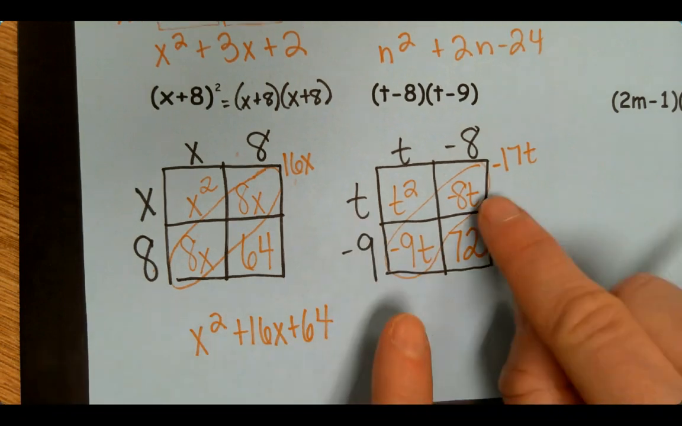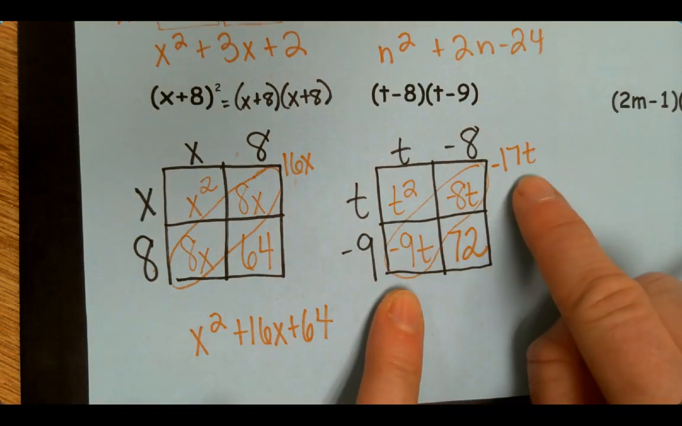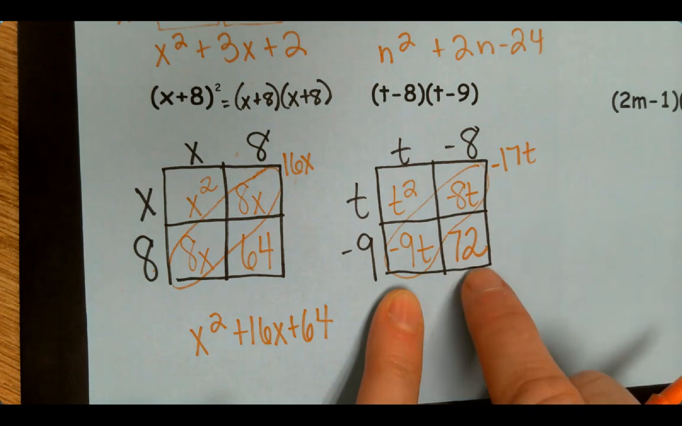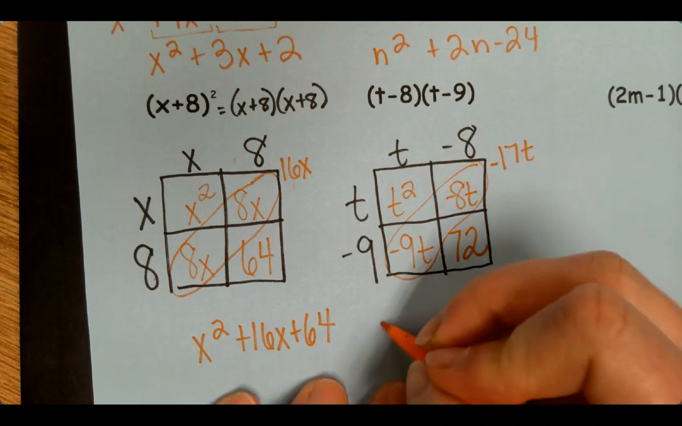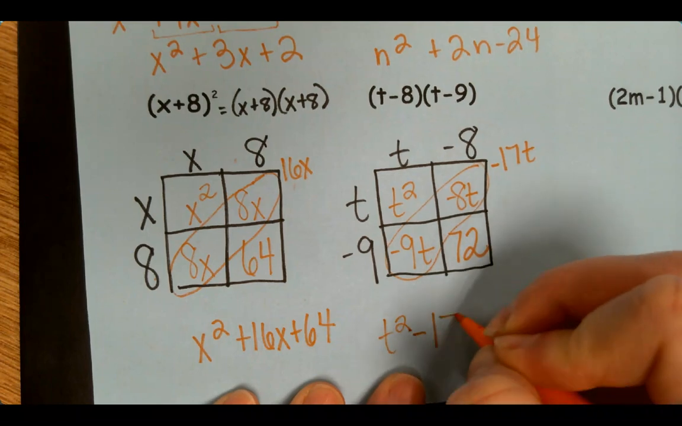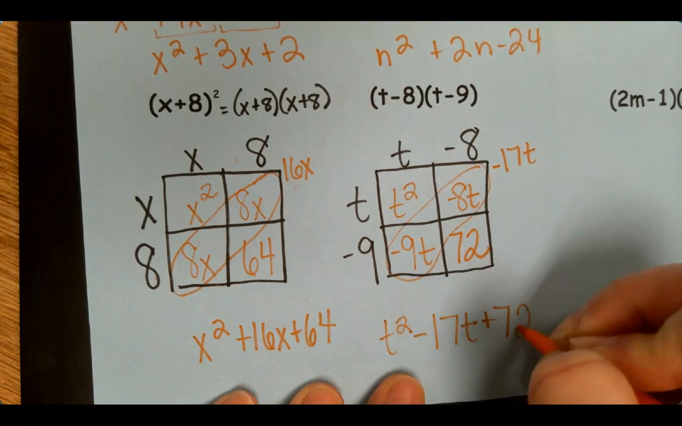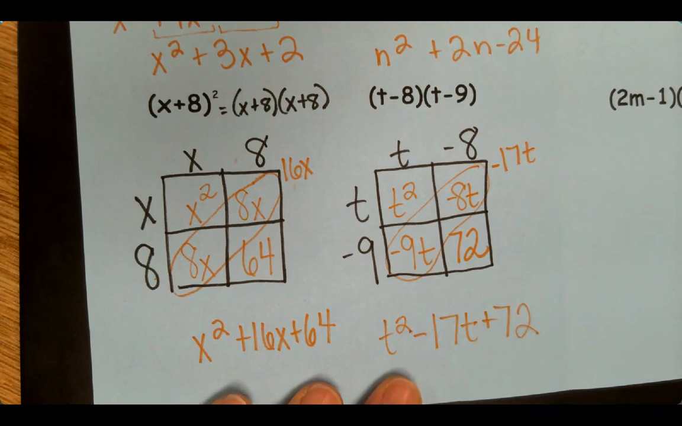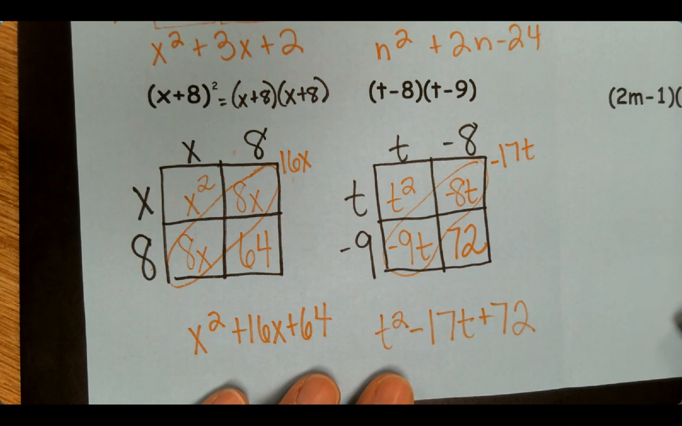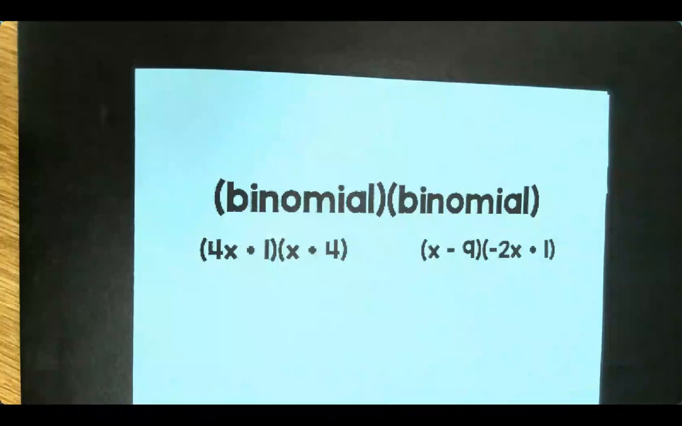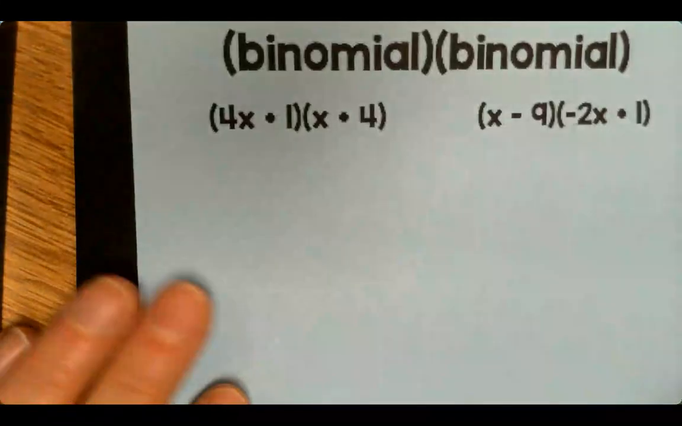So we have t squared, negative 8t, and negative 9t, which make negative 17t. And then negative 8 times a negative 9 is a positive 72, okay? So when we write it, we get t squared minus 17t plus 72. All right, let's go to the other side. Make your box.